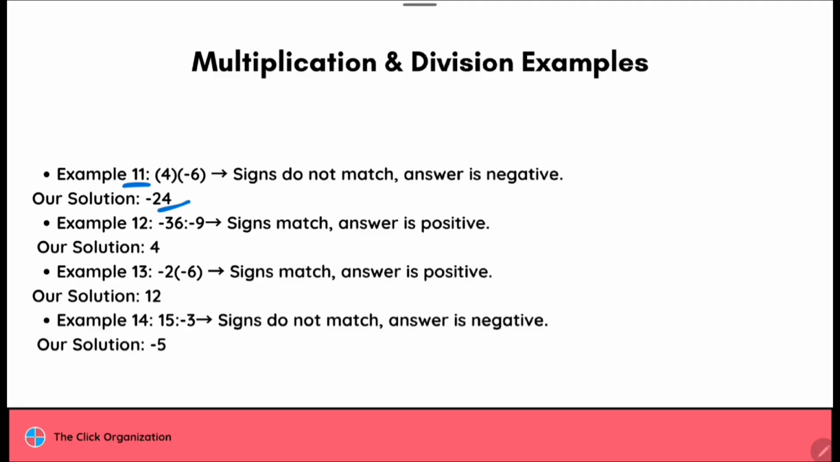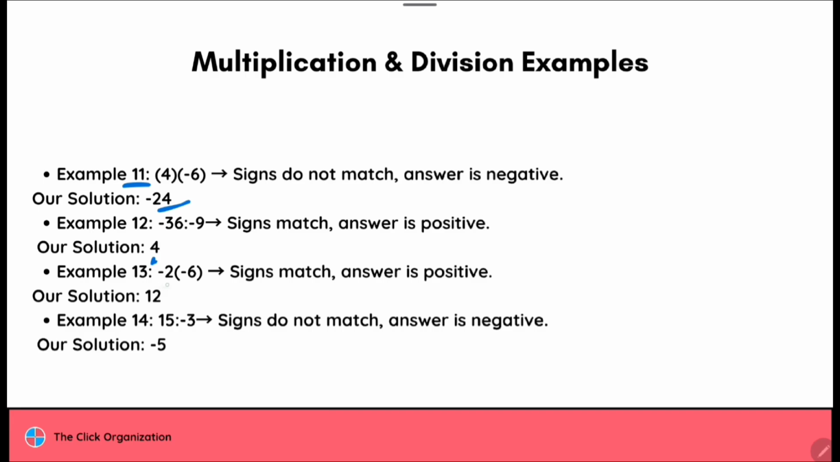Example number 12 says minus 36 divided by minus 9. In this case, the signs do match. Both the integers, they have the same sign. They have the same negative sign. In this case, divide both the integers and keep the answer as positive. So 36 divided by 9 would be 4. So the answer to question number 12 would be positive 4.